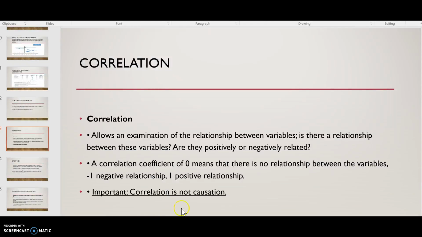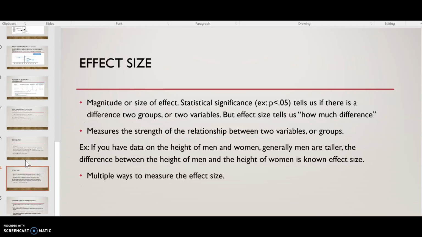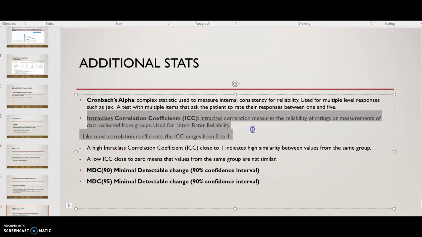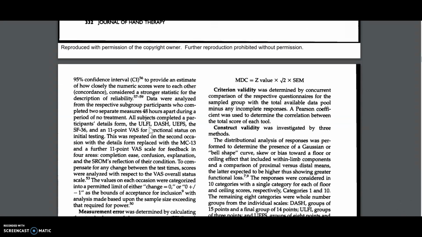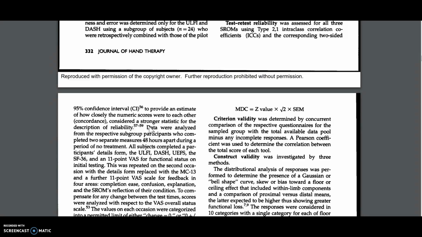And just so I can as well, I'll pull up a slide here. I'll talk a little bit about effect size, but so here it is. Intra-class correlation coefficient measures the reliability of ratings or measurements of data collected from groups. Okay? And used for inter-rater reliability. Now let's go back. I want to keep going. I'll keep reading a little bit so we understand a little bit more.